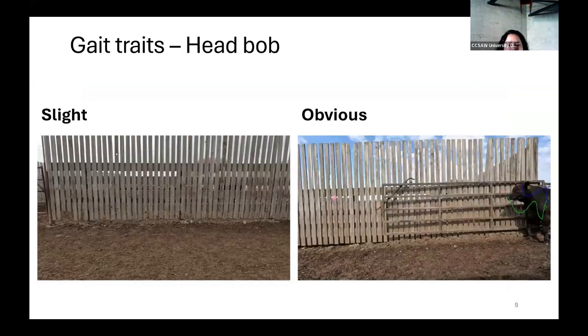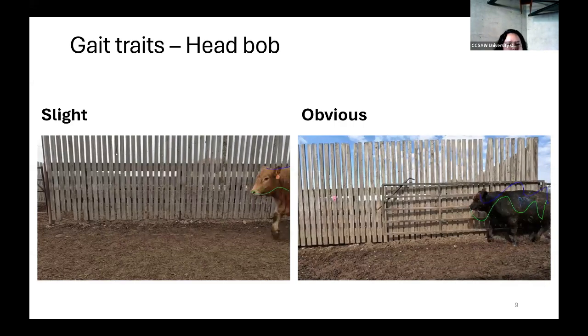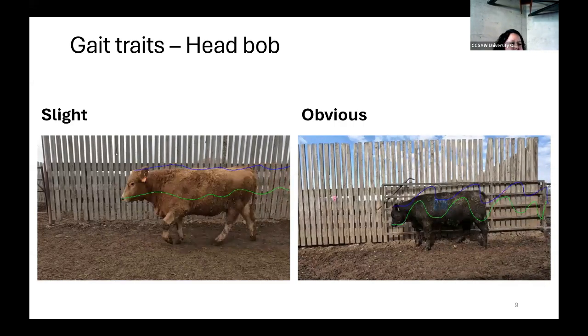And then we have head bobbing, which is a short, quick downward and upward movement of the head that usually happens at regular intervals. That's a normal or what we call a slight head bob, but sometimes it's at irregular intervals, like the one that you see on the right. That's an obvious head bob.